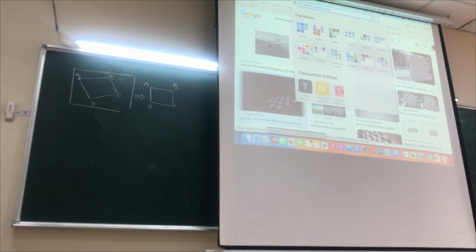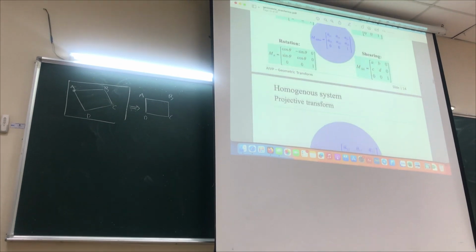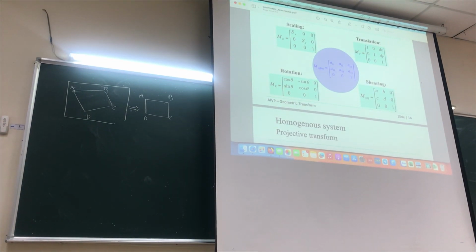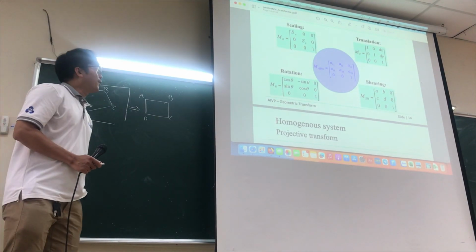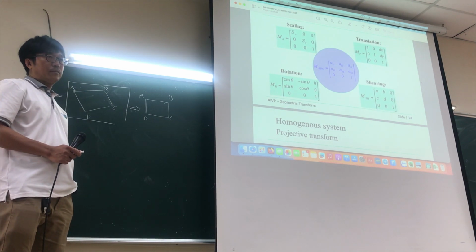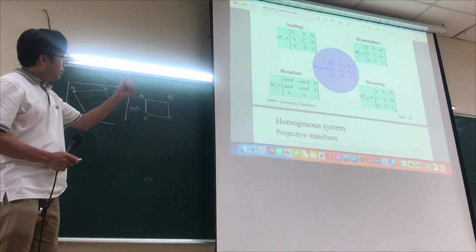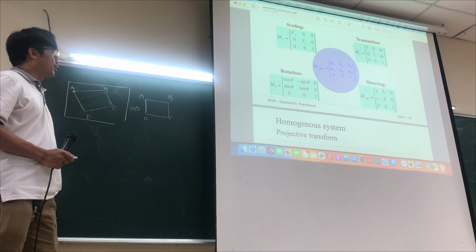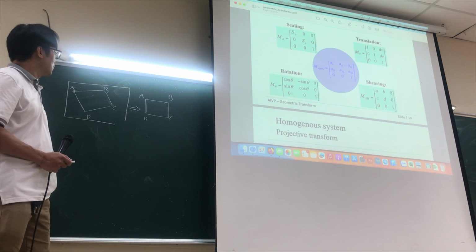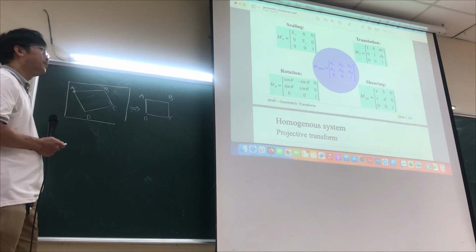image data augmentation, image transformation. The question is how to perform rotation. You have to use a 3 by 3 matrix, and what does it mean? How to transform? Look at it.